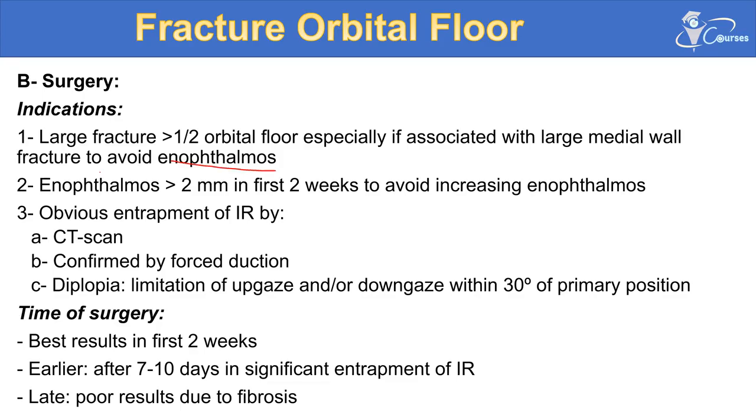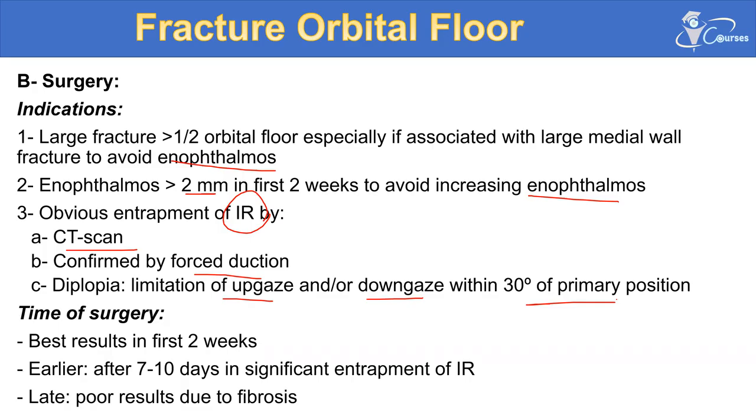or if there is enophthalmos of more than 2 millimeters in the first 2 weeks, to avoid increasing enophthalmos, or if we did a CT and there is obvious entrapment of the inferior rectus, confirmed by the force reduction test, and there is diplopia due to limitation of up gaze or down gaze within 30 degrees of fixation or of primary position. If these indications are present, we admit the patient for surgical reduction of these entrapped tissues, and we put a mesh in order to prevent further prolapse and close the wound.